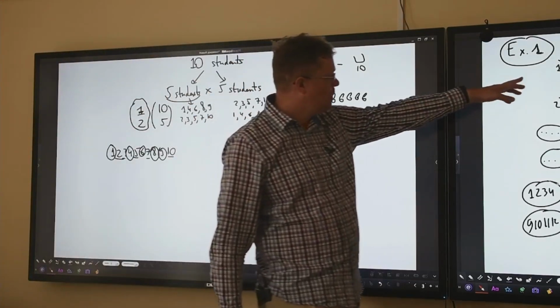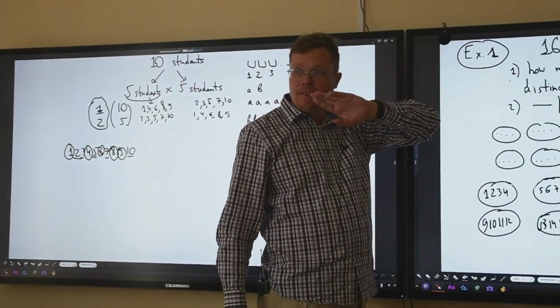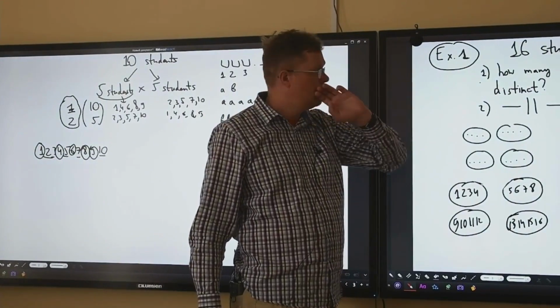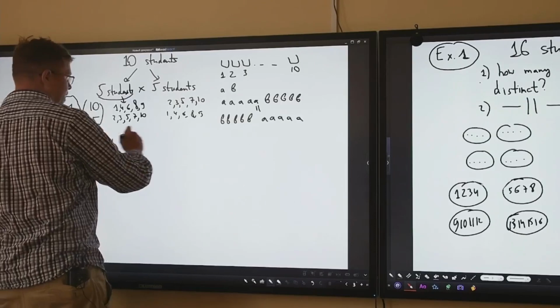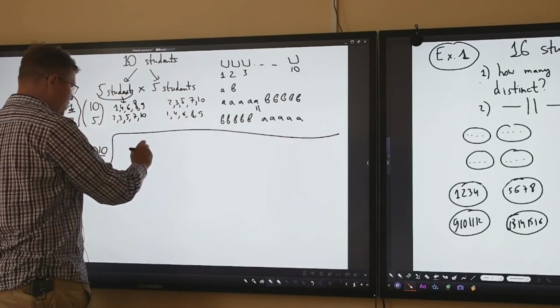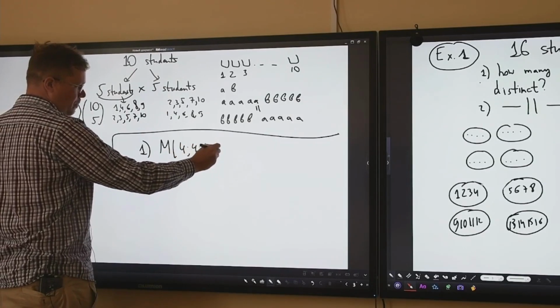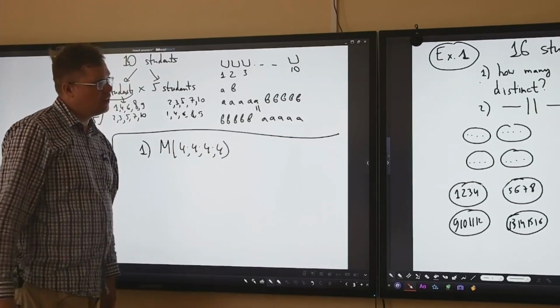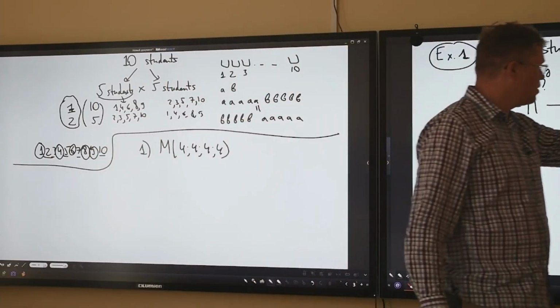Can you get the answer to 1? Yes. Yeah, so the answer for the first one is just the multinomial coefficient of 4, 4, 4, and 4. Because here I have just the definition of the multinomial coefficient.